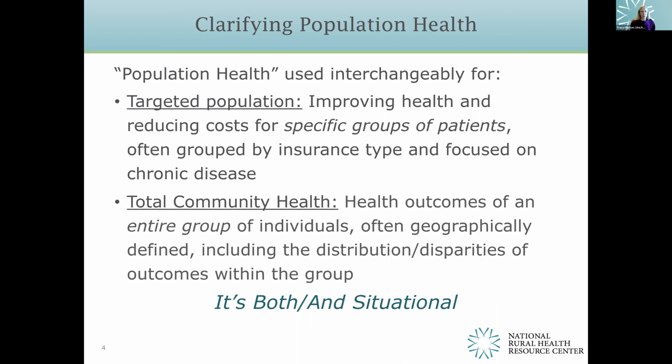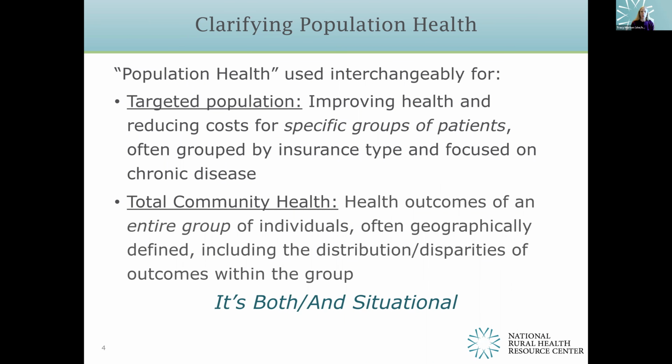Population health also is important as it can be used interchangeably in two different ways. One is a targeted population, that's improving the health of, and maybe reducing costs of, a specific group of patients that are often grouped by insurance type or focused on a chronic disease state. So what I was just describing before with diabetes, that's an example of targeted population health.